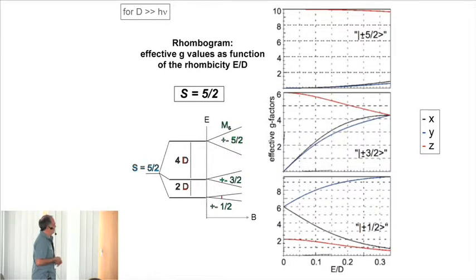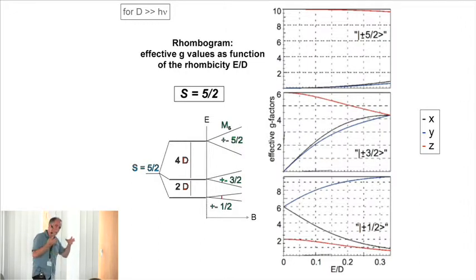Full rhombicity would be the other way around: large, small, small, and here the same for the highest Kramers doublet. For small rhombicity we have 0, 0, 6, and for the highest Kramers doublet 0, 0, 10. So this graph tells you what you should expect. It's calculated with the full multiplet Hamiltonian, and then the values derived for the independent Kramers doublets. So these are the effective g values that one can expect in an EPR experiment in this situation.